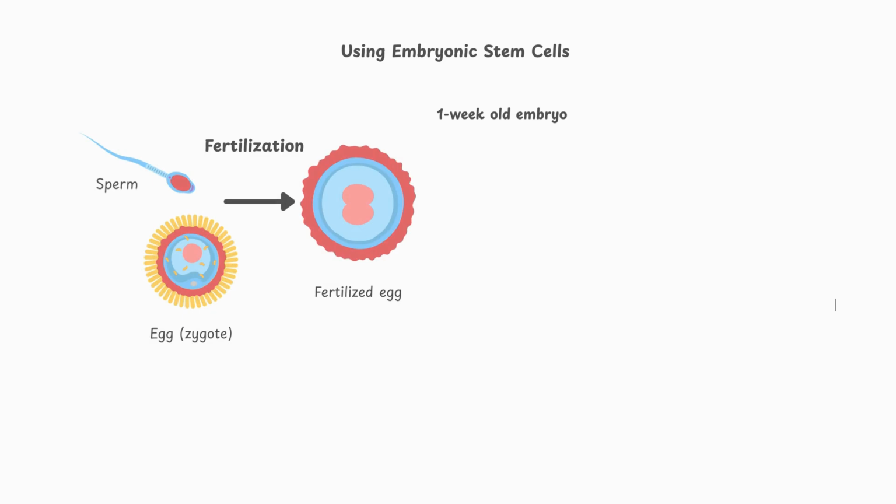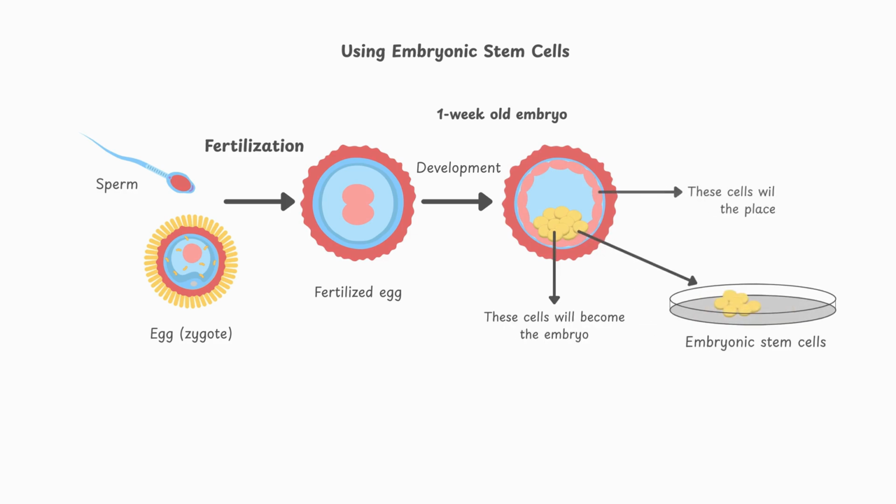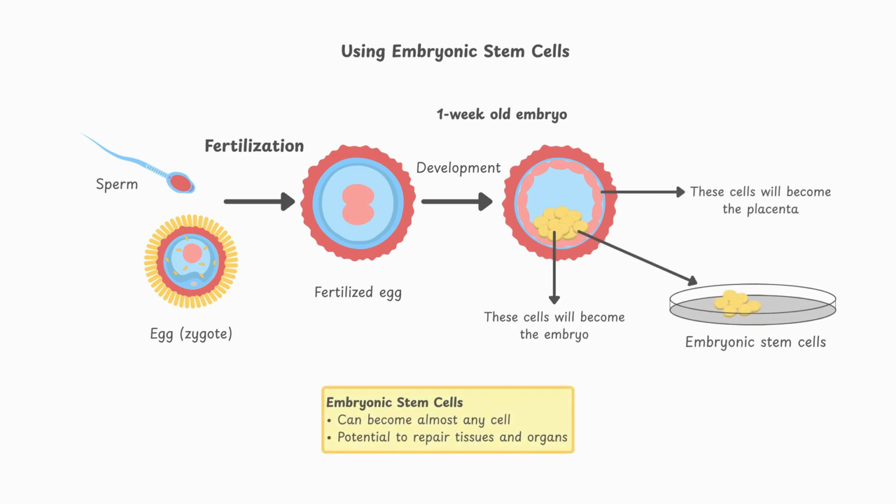Embryonic stem cells come from early embryos. They are extremely valuable because they can develop into almost any specialized cell in the body. This gives them enormous potential for growing replacement tissues and treating serious diseases.